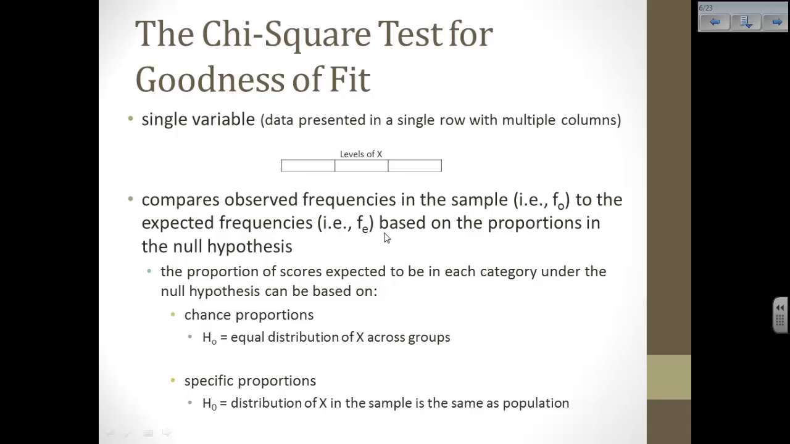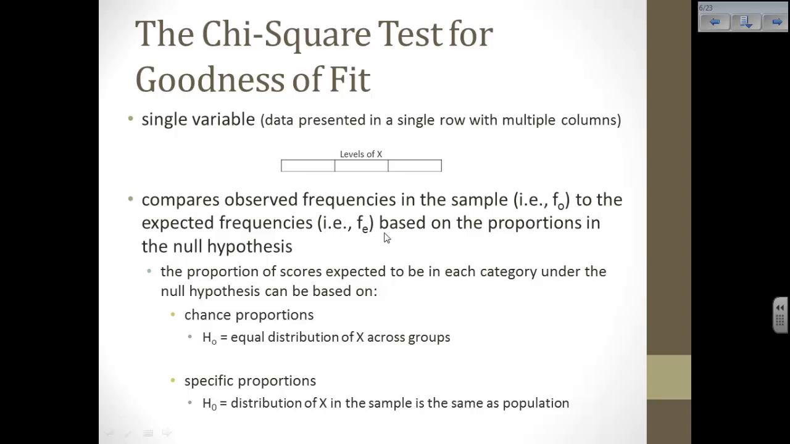And this null hypothesis can be based on known population proportions. So your null would say the distribution of X in the sample is the same as the population, whereas the alternative would be the distribution of X in the sample is different from the population.